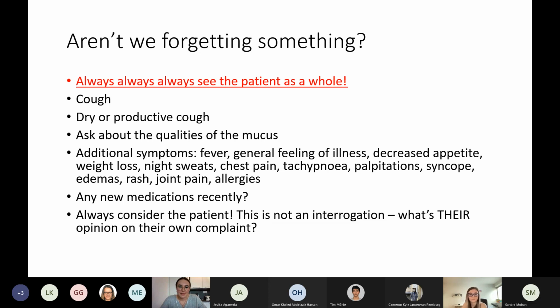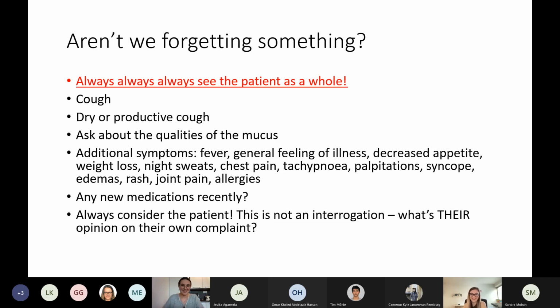And then you should also ask about additional symptoms, such as if they have had a fever, if there's a general feeling of illness, if there is a decreased appetite or weight loss, and a decreased appetite and involuntary weight loss again point you towards a malignancy. If they have night sweats, chest pain, tachypnea, palpitations, if they have had a syncope, and syncope, chest pain, and dyspnea can actually point you in the direction of a pulmonary embolism. Again, it sounds like everything can be a pulmonary embolism. And if you think that, you're absolutely right.